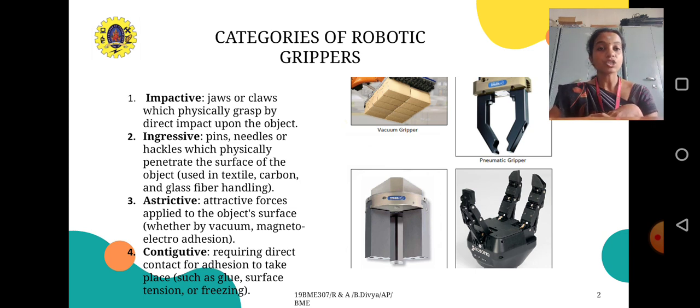Okay, conjugative. Requiring direct contact for adhesion to take place, such as glue, surface tension or freezing. Which is used for gluing parts, surface tension or freezing items. These types of grippers are used.